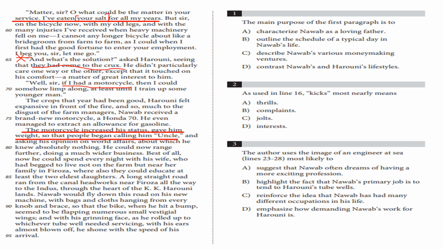And if I had a motorcycle, then I could somehow limp along, at least until I train up some younger man. And he's kind of asking him to help him out to make your crops. And then it says the crops that year had been good. Haroni felt expansive in front of the fire, and so much to the disgust of the farm managers, Nawab received a brand new motorcycle. It even tells you the type. And so the motorcycle increased his status. That's underlined, that's a keyword.